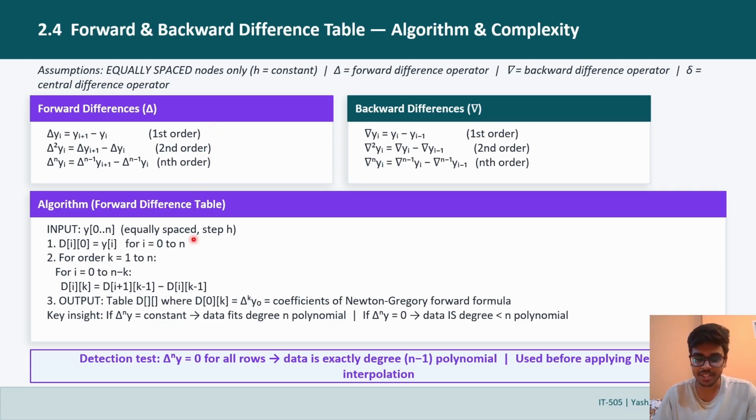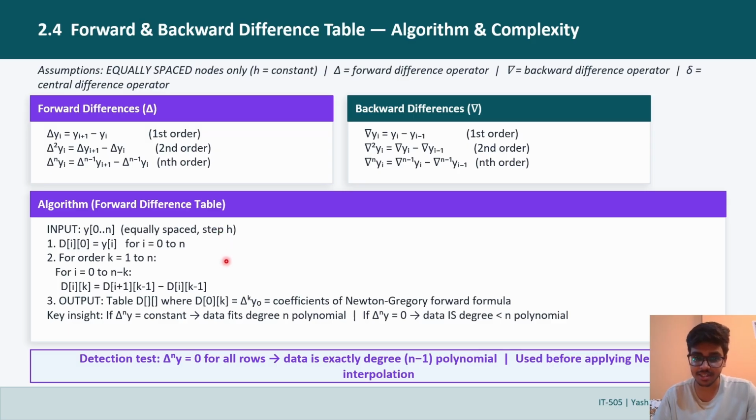Algorithm: we initialize di0 equals yi, then for each order k from 1 to n, for each i from 0 to n minus k, we compute dik equals d of i plus 1, k minus 1 minus d of i, k minus 1.